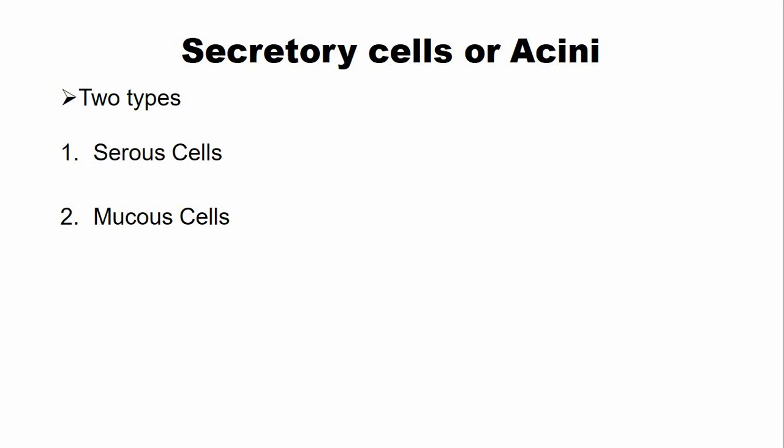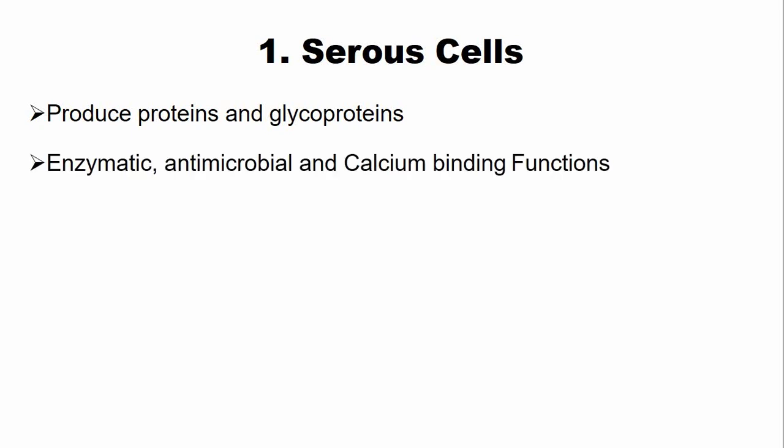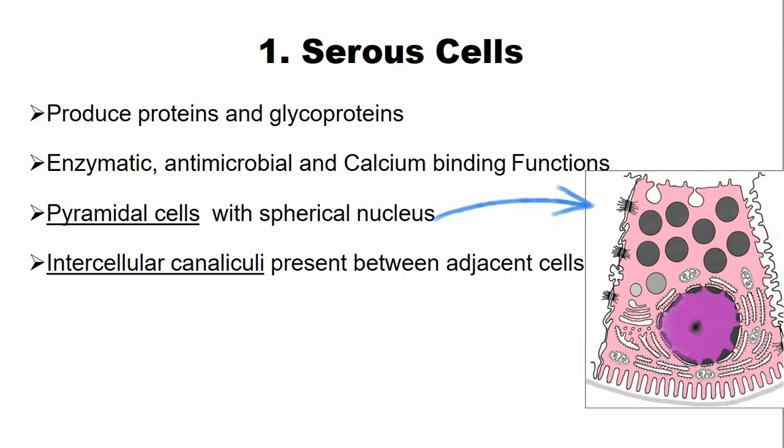These two types of cells differ in structure and they also differ in the type of secretion produced by these cells. Now, the serous cells produce a secretion that predominantly comprises proteins and glycoproteins. And these serous cells produce secretion which has enzymatic function, antimicrobial function, and calcium binding functions.